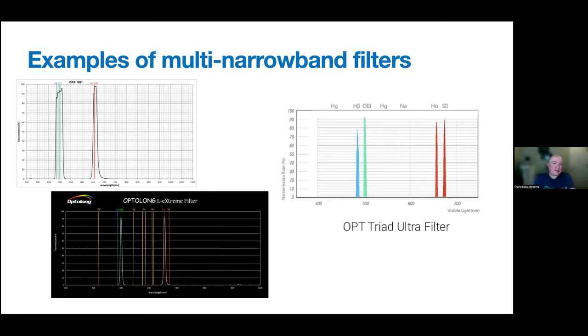And more recently, IDAS has come out with some multi-narrowband filters, although they are not as narrow as the other ones. They try to tell you that it's a benefit because in addition to capturing H-alpha, you also capture the ionized nitrogen. And in addition to capturing O3, you also capture H-beta and the second line of O3 at 495 nanometers. But of course, the price that you pay for that is that you also capture more light pollution. So there's a trade-off here.